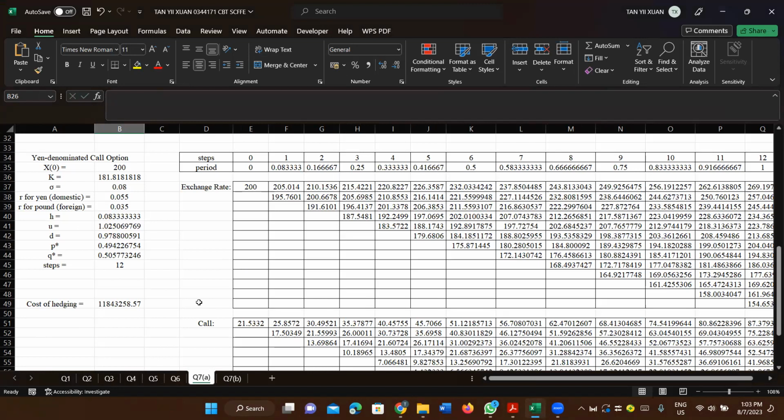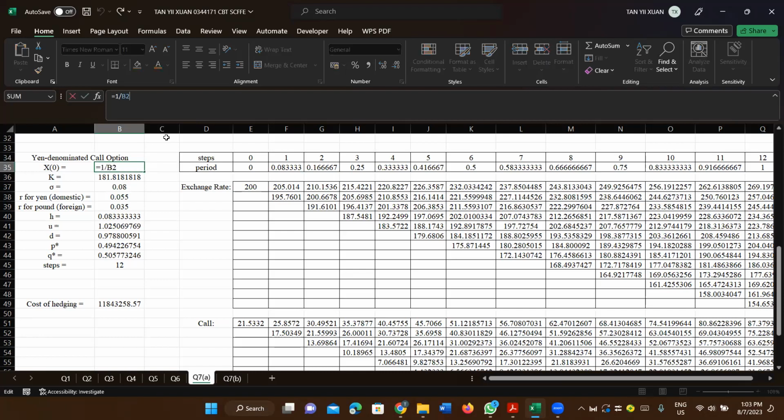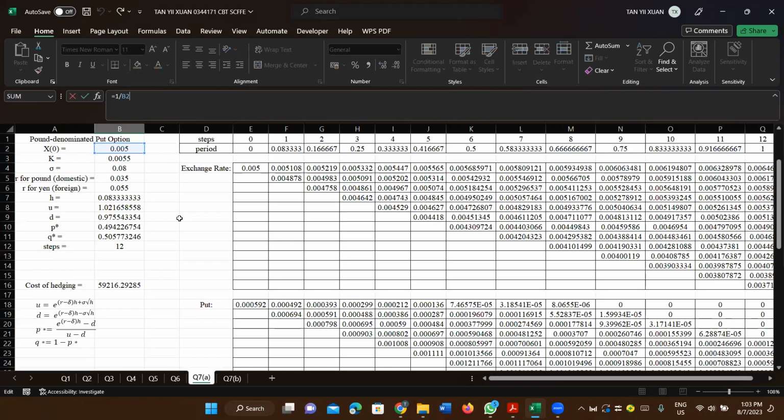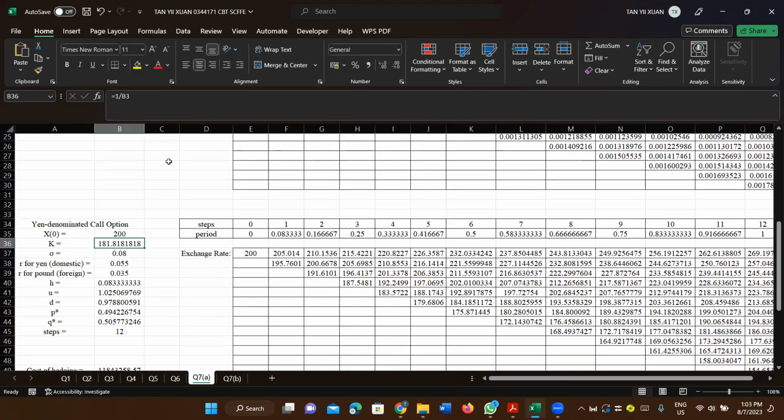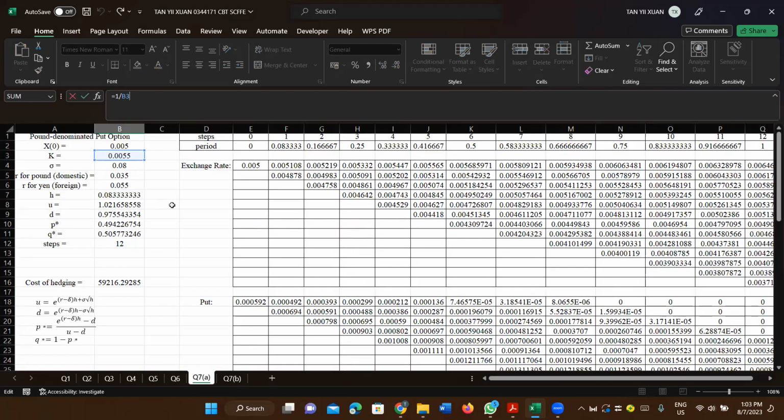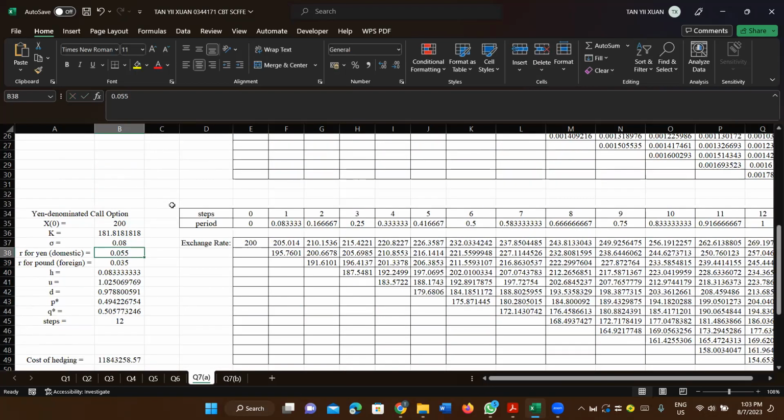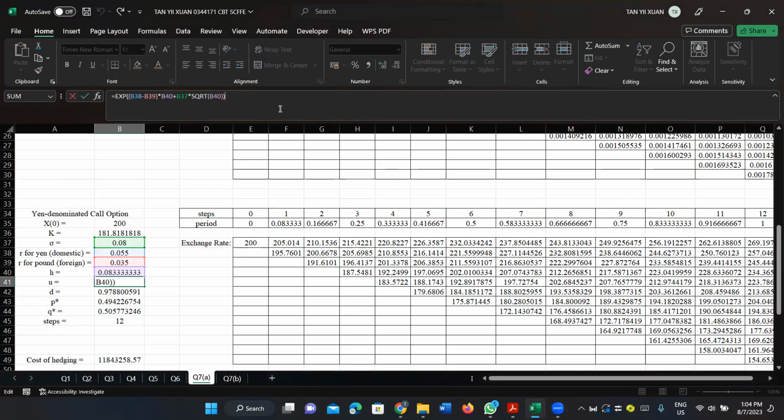We do a call option for yen denominated because we are using yen to buy. Since this is yen denominated, we need to convert all the information given into yen denominated, which is 1 over 0.005, and also the K is 1 over 0.0055. Then the sigma will not be changed, and in this case, the R for yen will become the domestic R, and the R for pound will become the foreign R. We use the same formula to get the U and D, and also the P and Q.